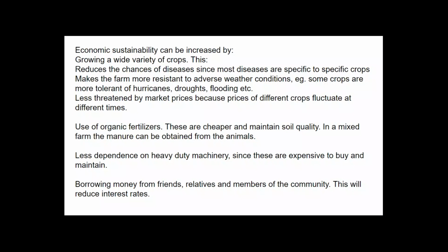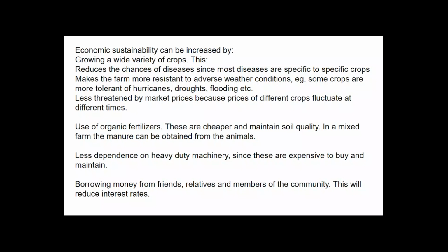So growing a variety of crops helps with adverse weather conditions, and it's less threatened by market prices, as prices of different crops fluctuate at different times. If you grow just one crop and there's a glut on the market, and therefore prices go down, your activity is going to be challenged.